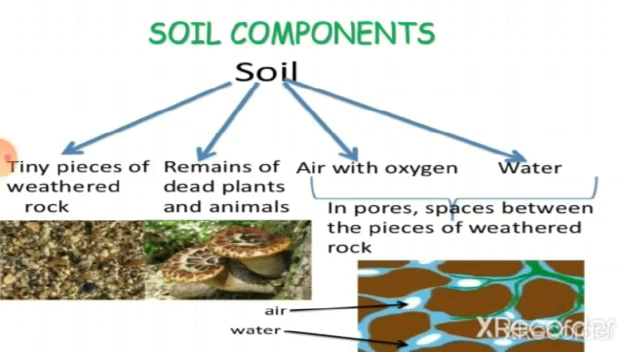Then it also contains the remains of dead plants and animals. When the plants and animals die, they mix up with the soil and decompose. So that is the remains of dead plants and animals. Soil also contains air and water.